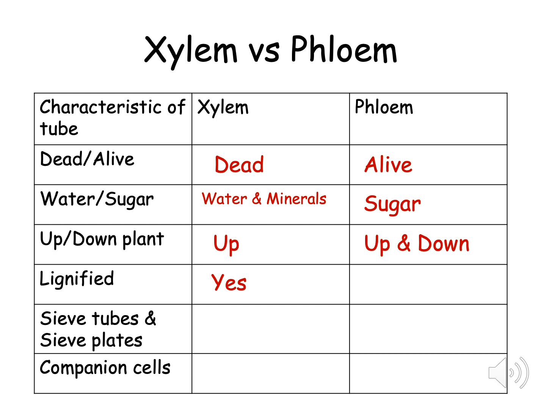The xylem is lignified, so it's got those rings of lignin, whereas the phloem does not. The xylem does not have sieve tubes or sieve plates, whereas the phloem does. And the xylem has not got companion cells, but the phloem has got these wee buddy cells, these companion cells, so that's a yes. Okay.